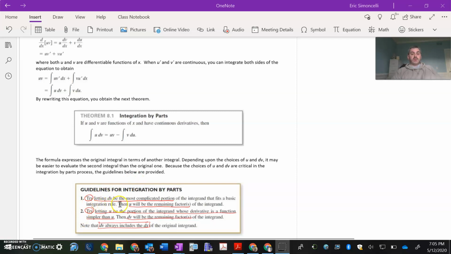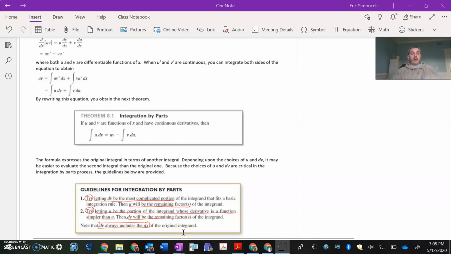First, try letting dv be the most complicated portion of the integrand that fits a basic integration rule. Then u will be the remaining factor or factors of the integrand. Second, try letting u be the portion of the integrand whose derivative is a function simpler than u. Then dv will be the remaining factor or factors of the integrand. Note that dv always includes the dx of the original integrand.